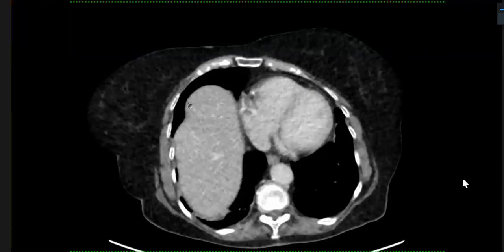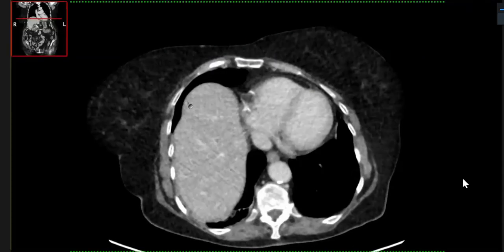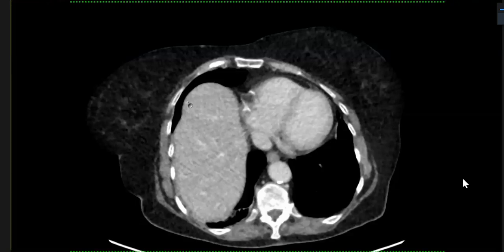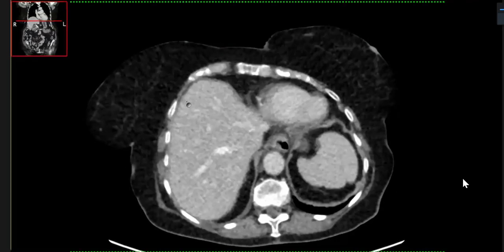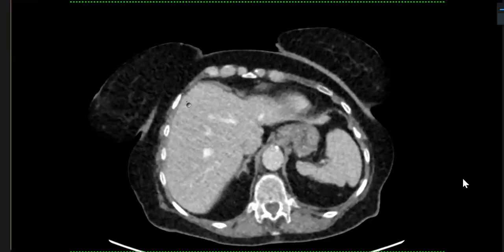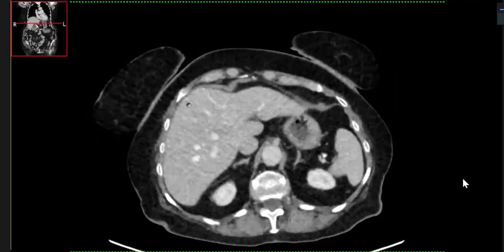Right. So this patient is a 74-year-old female. They were worried about weight loss, etc. A CT CAP was done. The chest part is normal. I'm showing you the abdominal part.